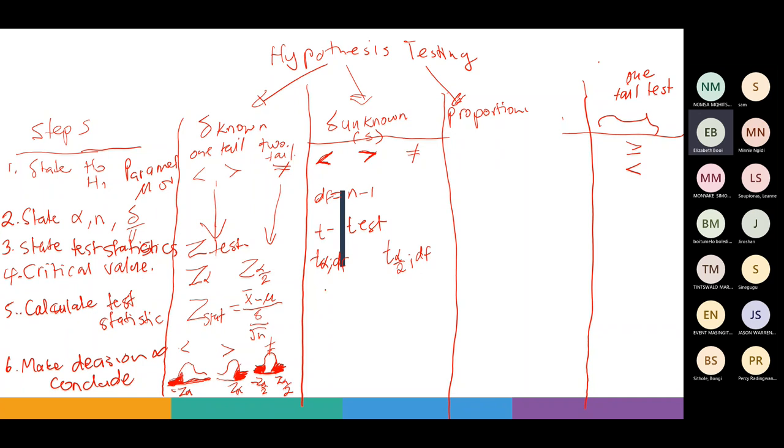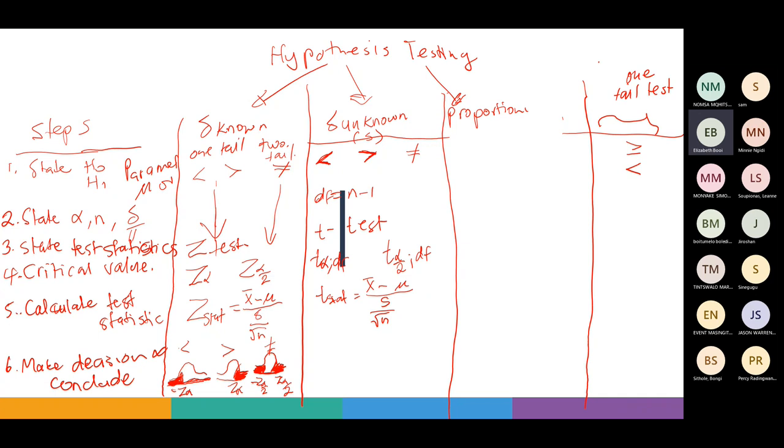And then you will calculate your test statistic, which is t stat, which is the sample mean minus the population mean divided by the standard error. Here, your standard error for the sample will be S divided by the square root of n, which is almost similar to what you calculated before.